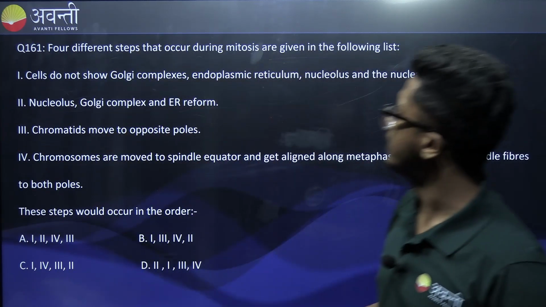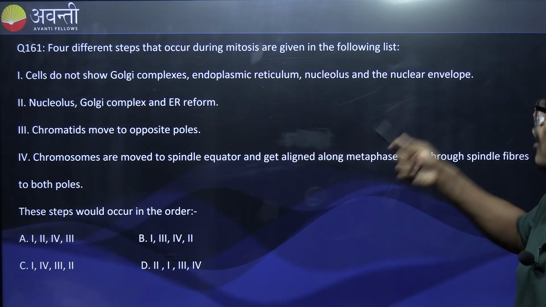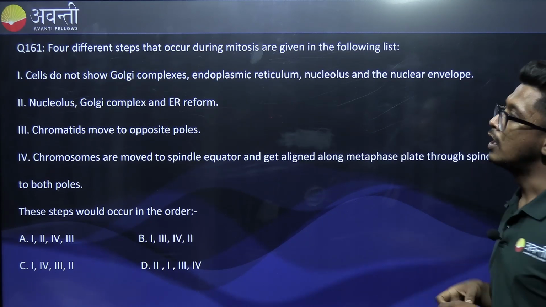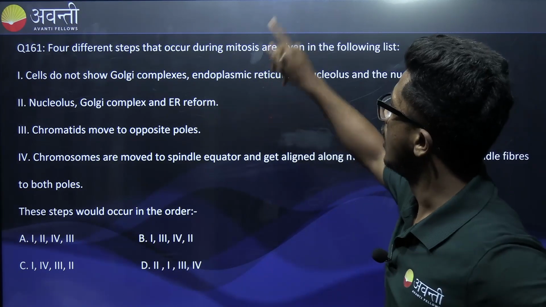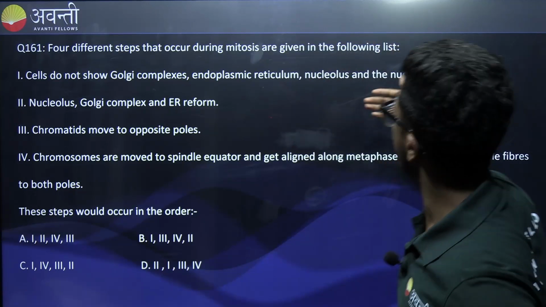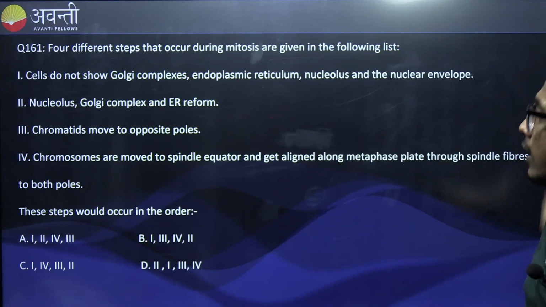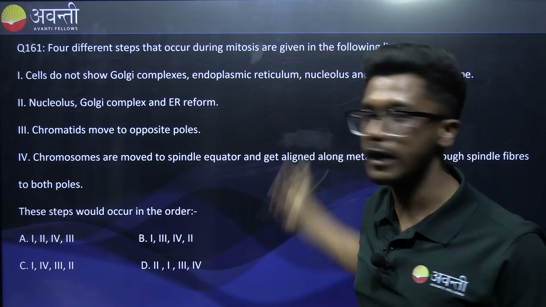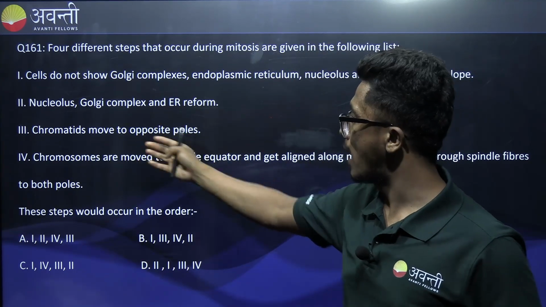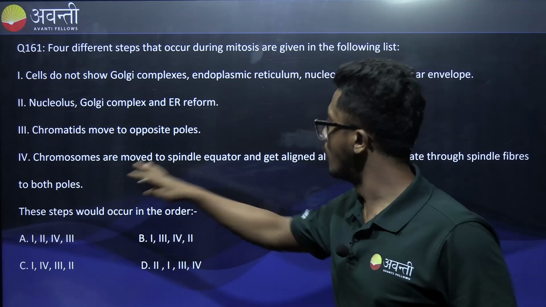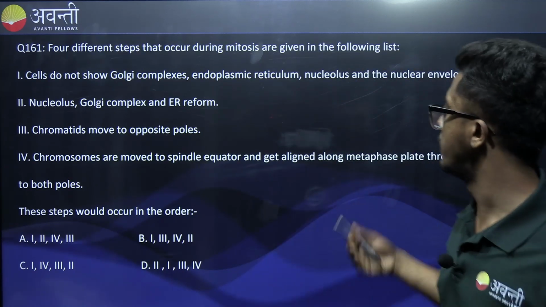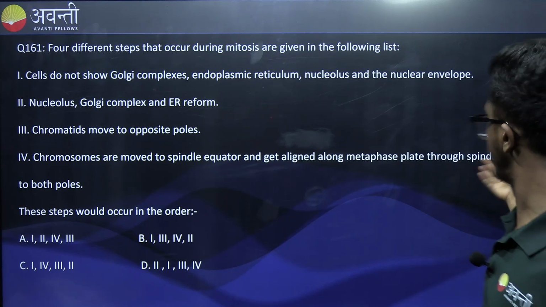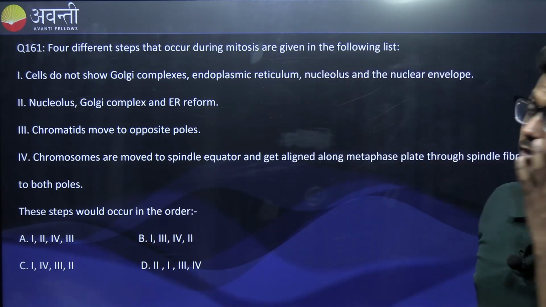Okay. Let's see the next one. Four different steps that occur during mitosis are given below. We have to choose the proper sequence. The first one is cells do not show Golgi complexes, endoplasmic reticulum, nucleolus and the nuclear envelope. Nucleolus, Golgi apparatus and ER reform. Then chromatids move to the opposite poles. Chromosomes move to the spindle equator and get aligned in the metaphase plate through the spindle fibers. So what happens first?